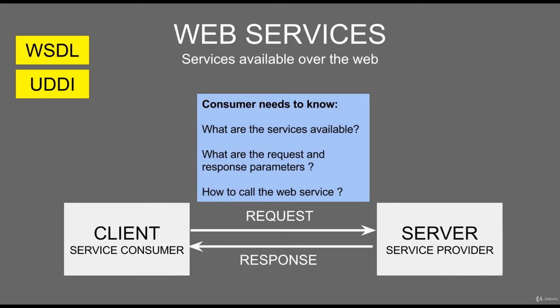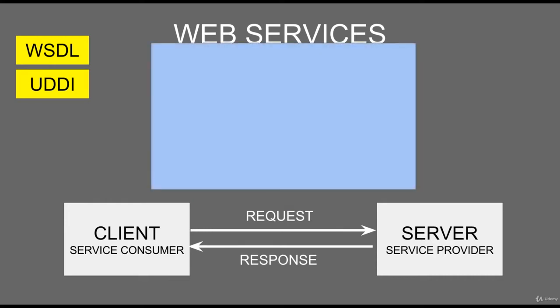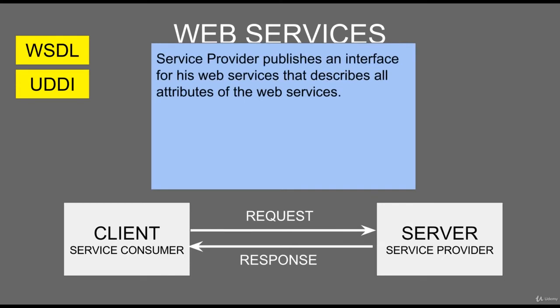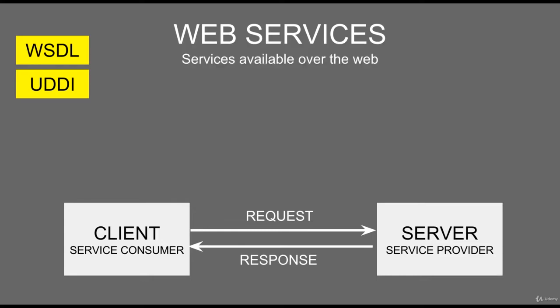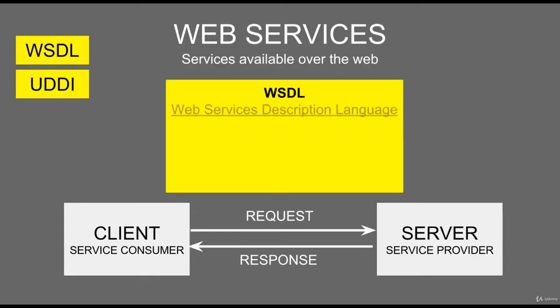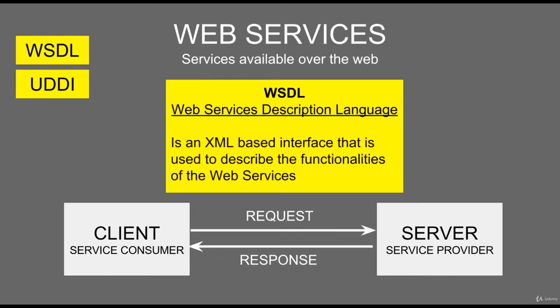To enable this, every service provider publishes a description about his web service, and this is kind of an interface to the web service where all the attributes and functionalities of the web service are described. And this is an XML based interface, and this is called, you must have guessed by now, WSDL, or Web Services Description Language. So Web Services Description Language, or WSDL, is an XML-based interface for the web services which describes all the attributes and functionality of the web service.